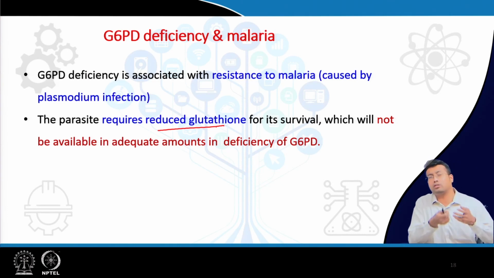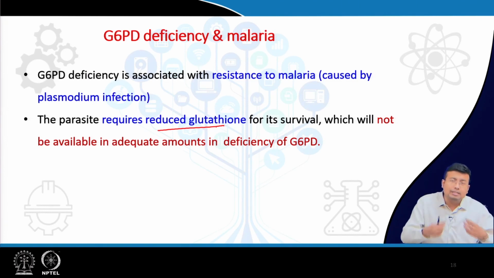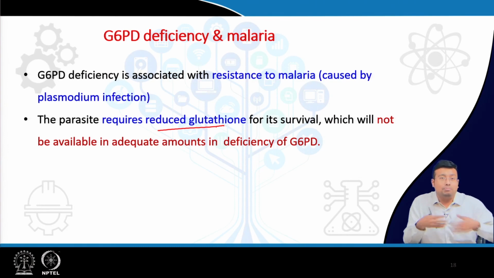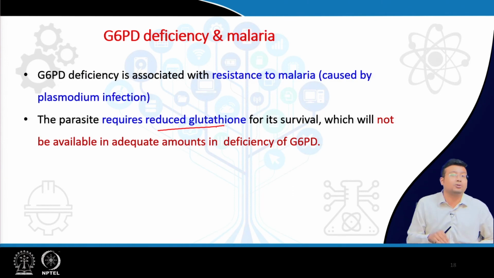So, imagine the situation: if they contract malaria and are given primaquine, hemolysis or hemolytic anemia will occur and the patients will die. Luckily, they have been protected by evolution in such a way that the malarial parasite itself needs reduced glutathione to survive. In those patients where glucose-6-phosphate dehydrogenase deficiency is there, there is no NADPH and reduced glutathione is also less. So, the malarial parasite dies in the first place, and they are naturally protected from malaria.